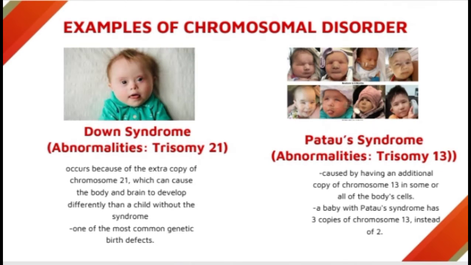Down syndrome occurs because of an extra copy of chromosome 21, which can cause the body and brain to develop differently than a child without the syndrome. This is one of the most common genetic birth defects. Patau syndrome is caused by having an additional copy of chromosome 13 in some or all of the body cells. A baby with Patau syndrome has 3 copies of chromosome 13 instead of 2. Edwards syndrome occurs because of an extra copy of chromosome 18, which can cause the body and brain to develop differently than a child without the syndrome, and is one of the most common genetic birth defects.